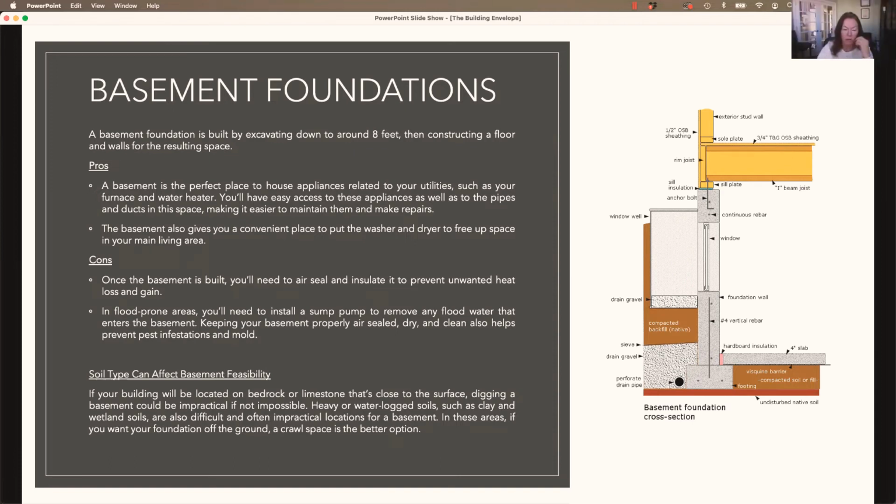Hey, Shell, I have a question. It seems like every house I've lived in, even in houses that were built really high, there's always a sump pump. Is that just pretty standard even in non-flooding areas?